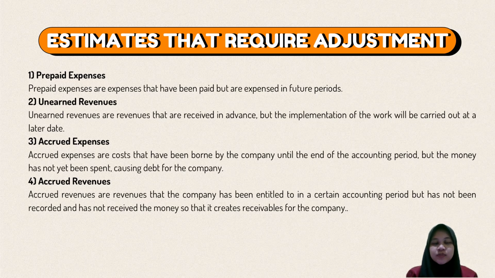Number three, accrued expense. Accrued expenses are costs that have been borne by the company until the end of the accounting period, but the money has not yet been spent, causing debt for the company. Number four, accrued revenue. Accrued revenues are revenues that the company has been entitled to in a certain accounting period but has not been recorded and has not received the money, so that is a receivable for the company.